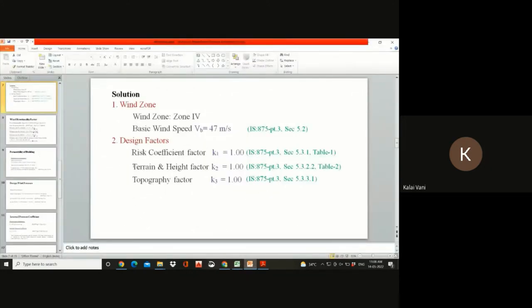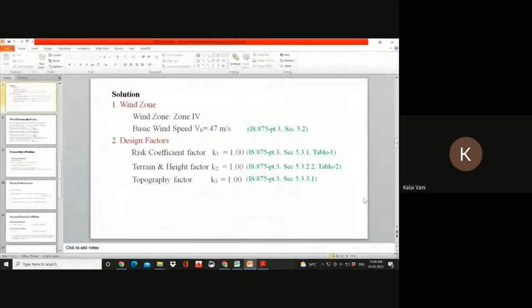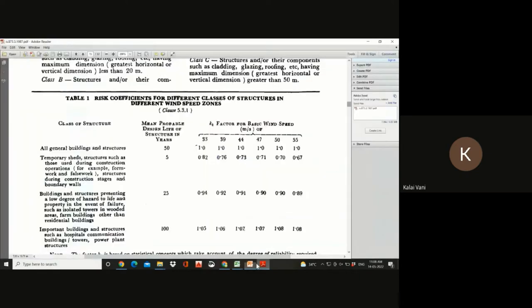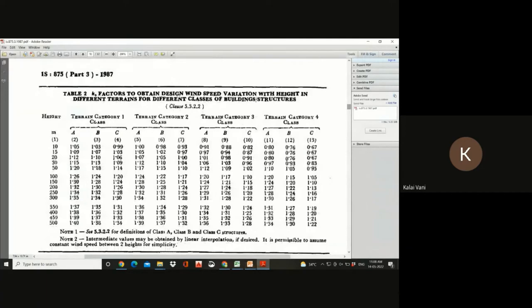And the next is your terrain and height factor, that is K2. Terrain and height factor K2. How to calculate this K2? Go to the code book. Here, table 2 you need to refer. In table 2, here it is, that is K2, the factor to obtain design wind speed variation with respect to height and terrain, for different classes of buildings, right? Here you can see class A, B, C, and terrain categories 1, 2, 3, and 4.